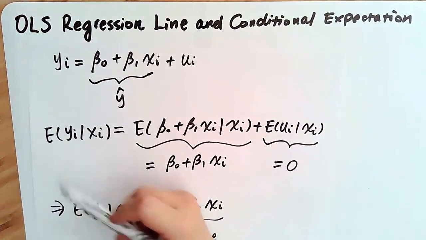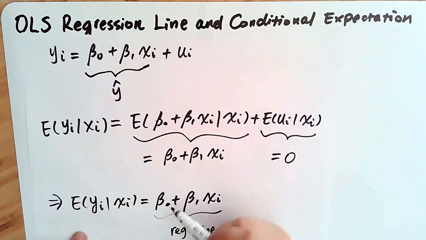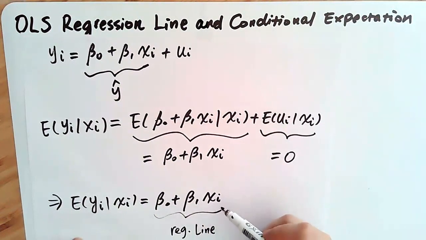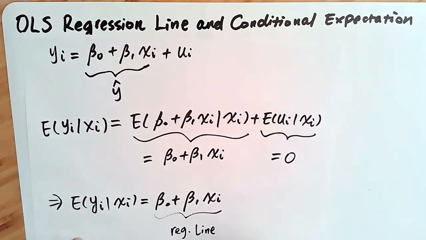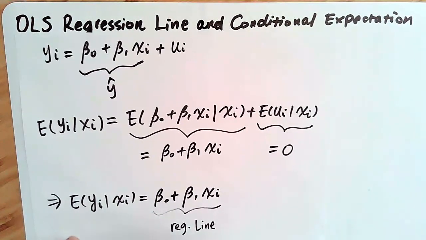And therefore, the conditional expectation of Y given X can be reduced to beta naught plus beta 1 times X, which essentially is the regression line. And this way, we can think of the conditional expectation of Y given X the same as the regression line.